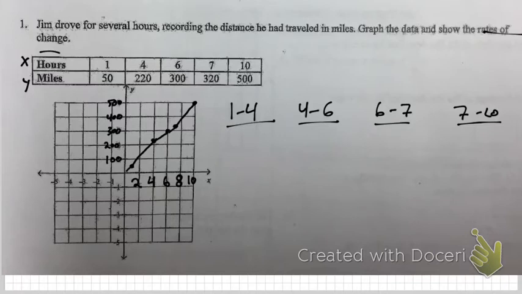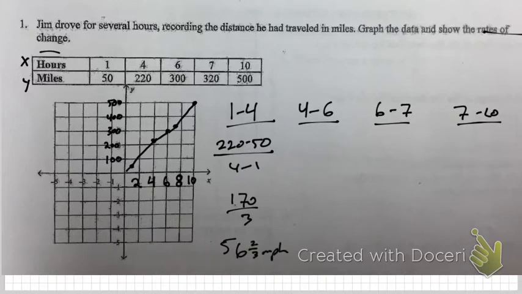And if we've got miles and hours, we want our answer to be what per what? Miles per hour, which also works if you do the difference in y values over the difference in x values, just like the slope. So from 1 to 4, they went 170 miles in 3 hours, which would give us 56 2/3 miles per hour. Is that right? So that's the rate of change from the interval from 1 hour to 4 hours.